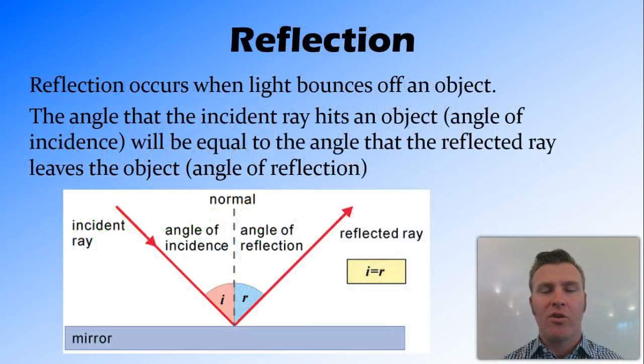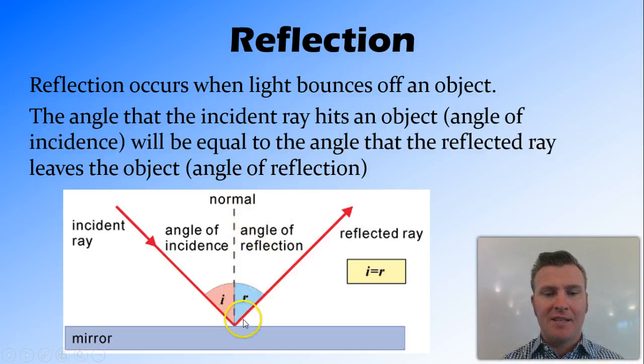When light bounces off an object, we call it reflection. Now, when we measure angles, we always measure from the normal. So the normal is a line perpendicular to the object or the medium that it's interacting with. So this is the normal. The incident ray is the ray that's coming in, and the angle of incidence is the angle between the incident ray and the normal. When that incident ray hits the medium, and in this case it's going to be a mirror, it gets reflected.